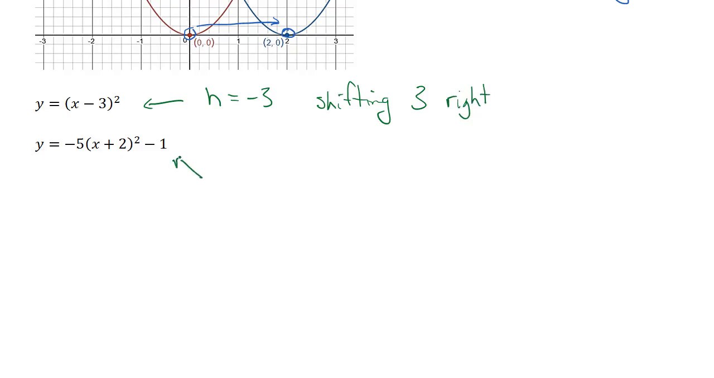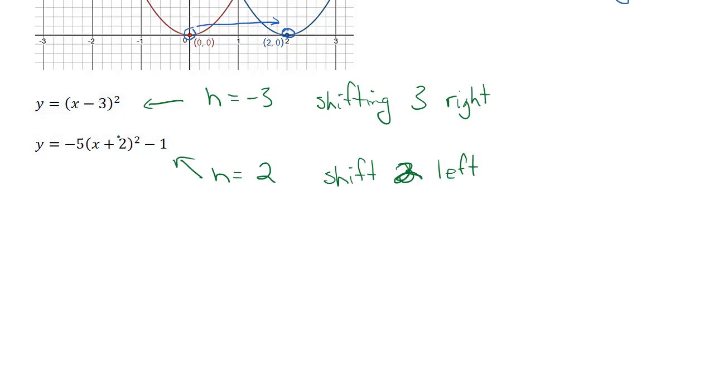Now for this one, we've got three numbers here. We've got this -5, this +2, and this -1. H is going to be the one that's inside the brackets with the x. So our H is the +2, which means our parabola is going to be shifted 2 to the left. So if H is +2, we're going 2 to the left.